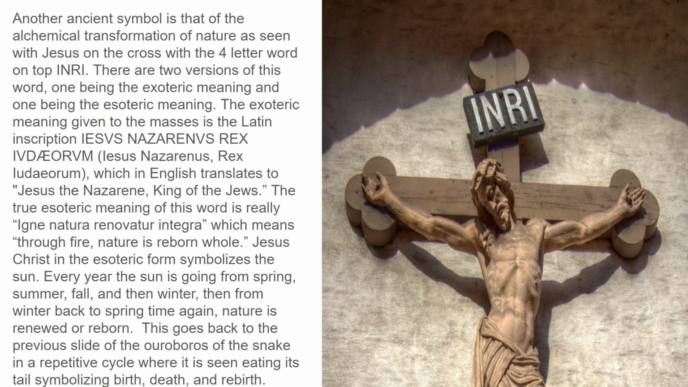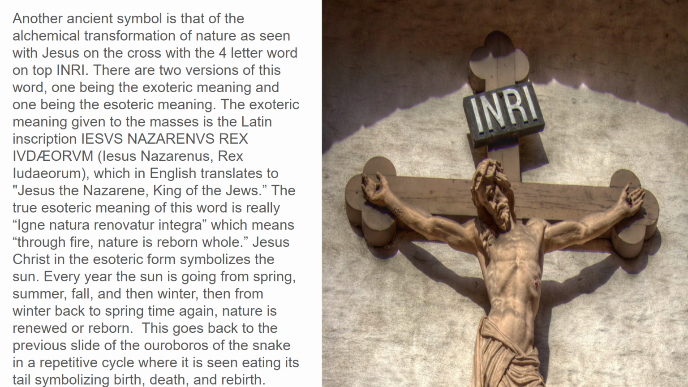There are two versions of this word, one being the exoteric meaning and one being the esoteric meaning. The exoteric meaning given to the masses is the Latin inscription Jesus Nazarenus Rex Iudaeorum. Sorry if I got that wrong or mispronounced any of those words, which in English translates to Jesus the Nazarene, King of the Jews. The true esoteric meaning of this word is really Igne Natura Renovatur Integra, which means through fire, nature is reborn whole.